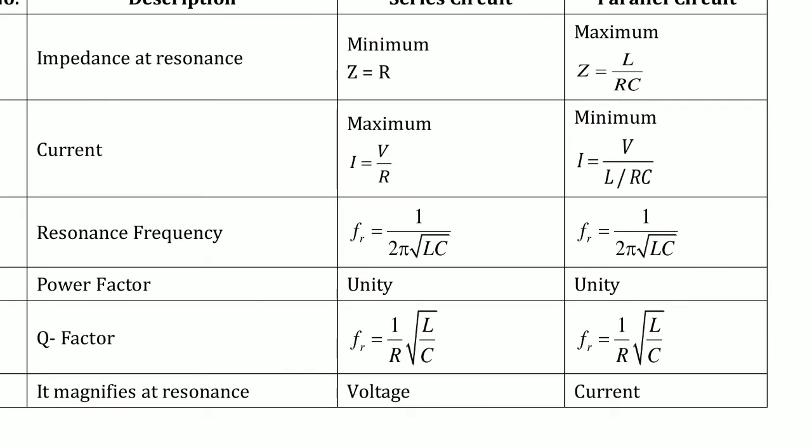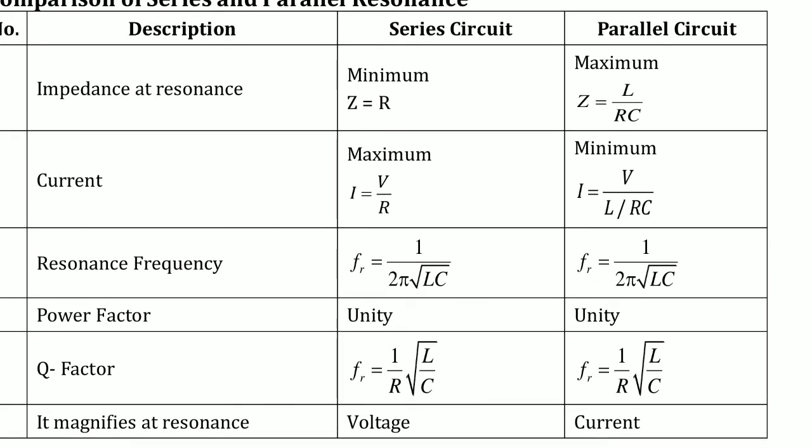Now go for power factor. Here the inductive and capacitive effects cancel each other, so the nature of the circuit is resistive in the series circuit, and also resistive in the parallel circuit. So the power factor is unity in the series circuit, and also unity in the parallel circuit. Now quality factor.